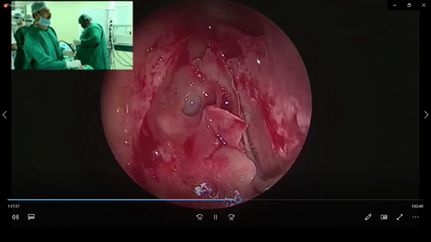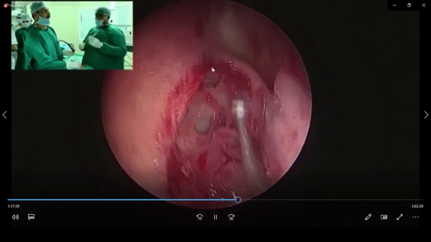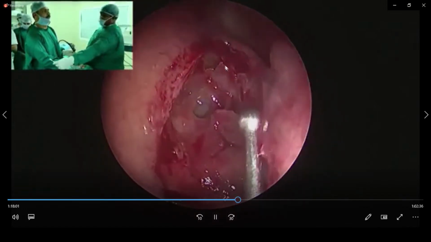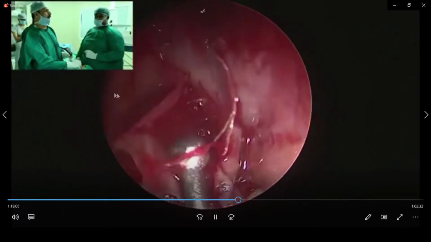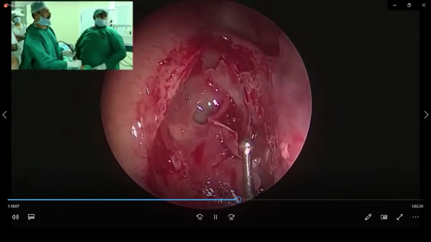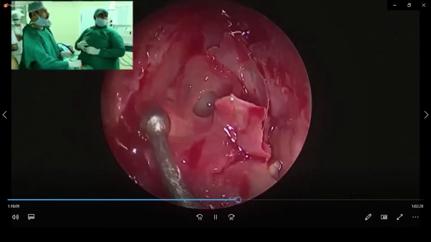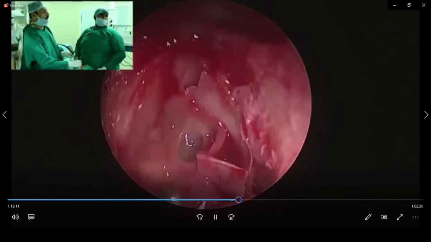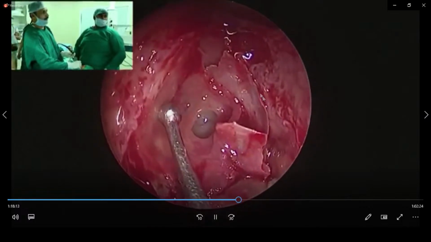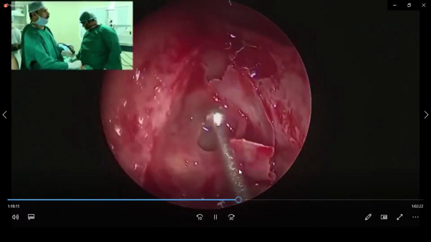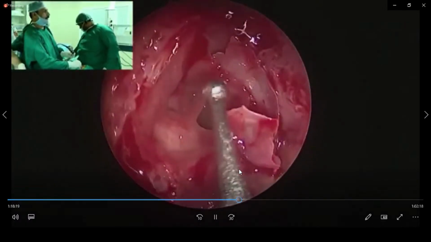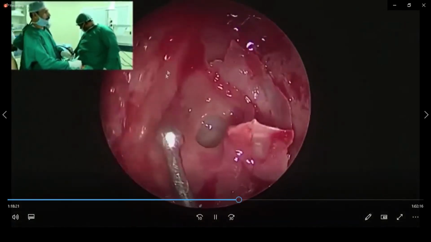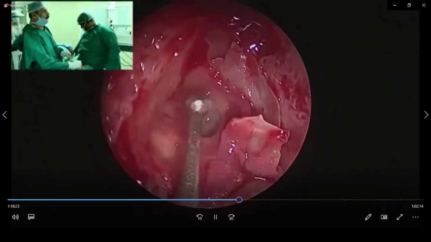See now, this is the middle turbinate. I am going close to the middle turbinate. This is the agger nasi cell. See this huge agger nasi cell. I am going in between the agger nasi and the middle turbinate. See this? To get into the frontal recess, this is a huge agger nasi cell, and this is sitting on the face of the frontal sinus outflow.